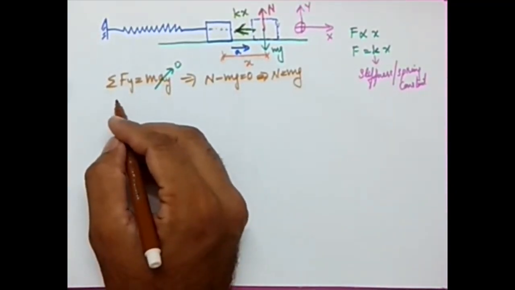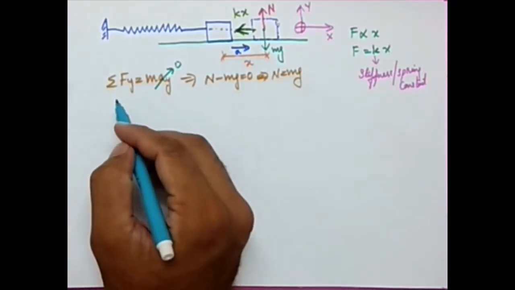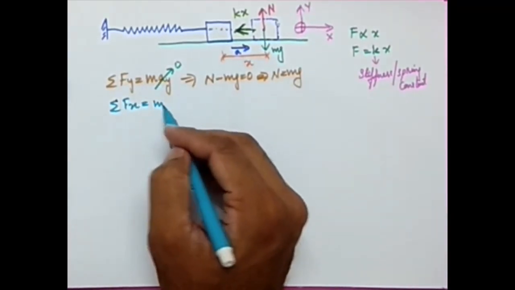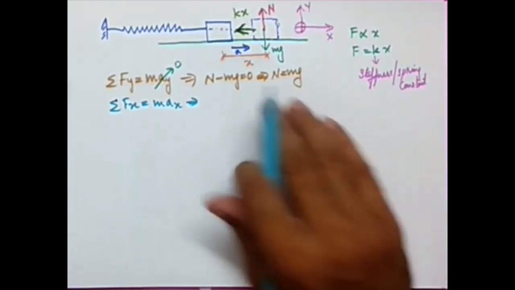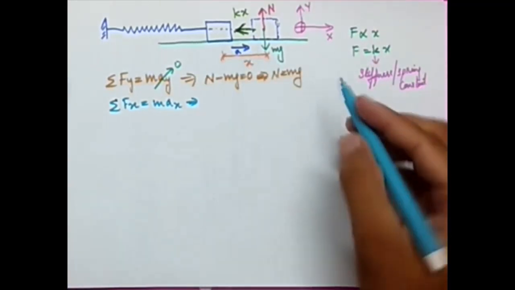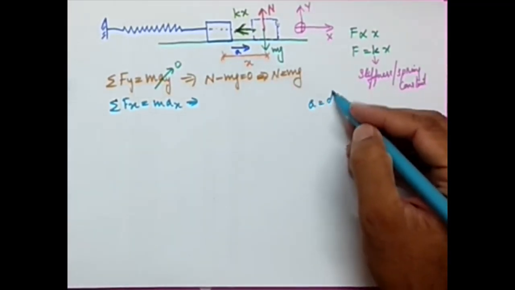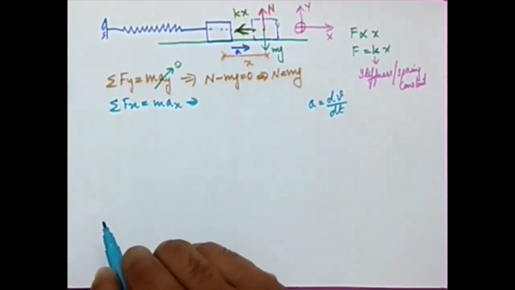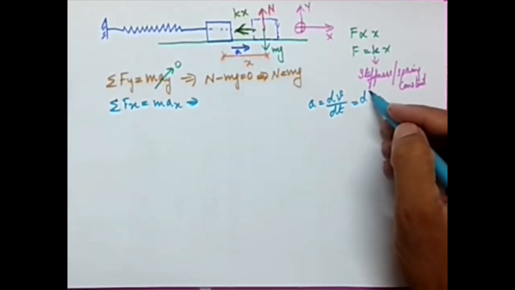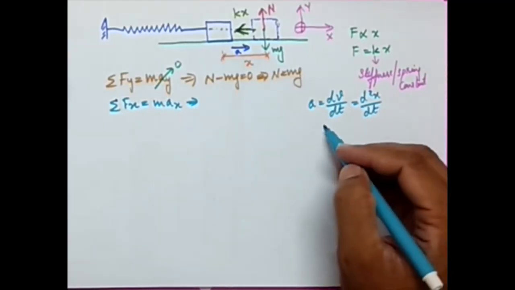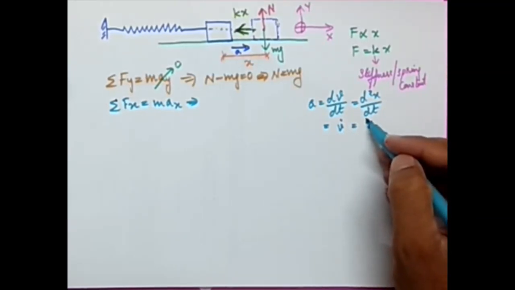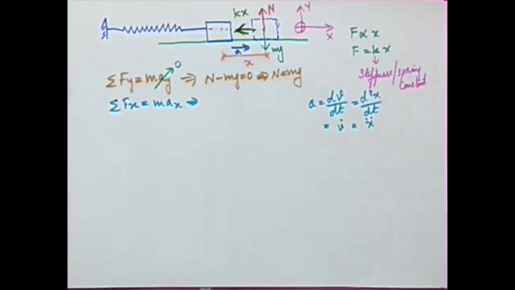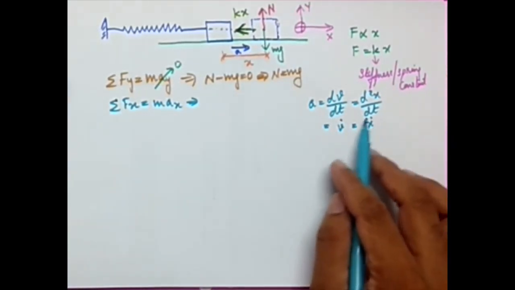Now I'm trying sigma fx. Sigma fx equal to max. Now what about ax? Ax is the acceleration in this direction. We know that acceleration is given by the differential of velocity, or rate of change of velocity, or second differential of displacement. So this can be represented either as v dot, that is the first differential of v, or the second differential of displacement, that is x double dot. So all these representations are valid for acceleration. So I'm using this x double dot convention.